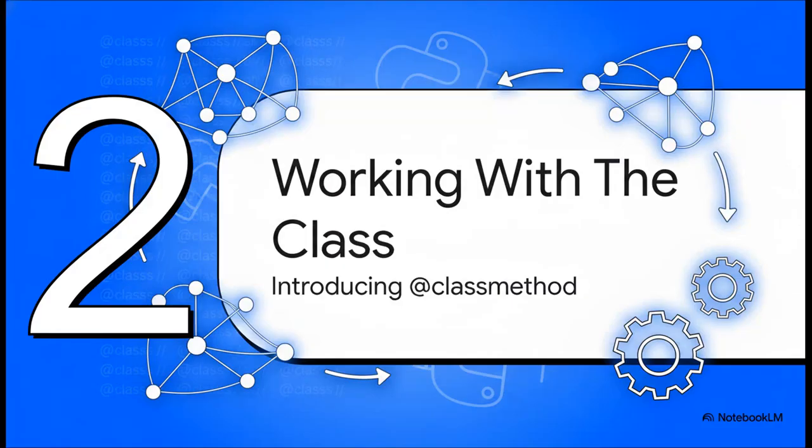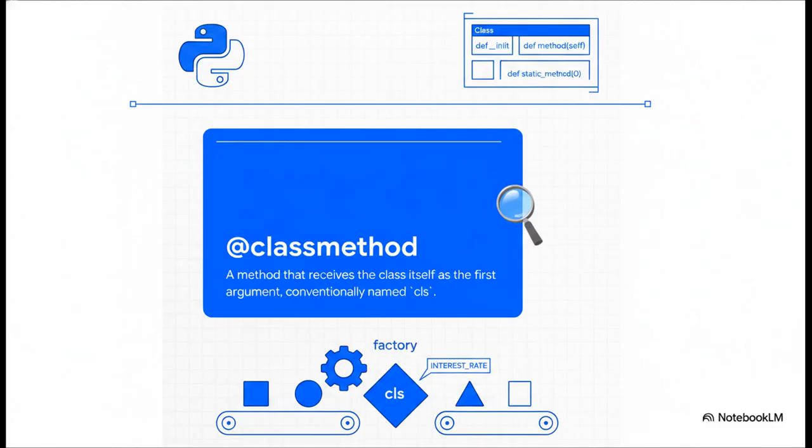So if we have data that belongs to the class itself, it makes sense that we need methods that can work on the class, not just on one little instance. And that is exactly where the class method comes into play. A class method, which you mark with this @classmethod decorator, gets the class itself as its very first argument. And we always call it cls. This is so powerful because it lets the method work with those class-level things like our shared interest rate.